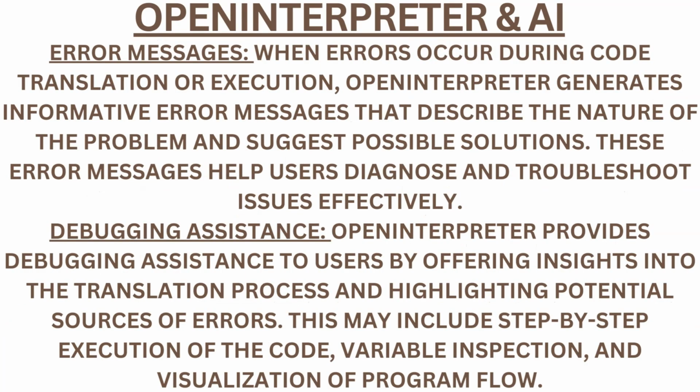Error messages. When errors occur during code translation or execution, OpenInterpreter generates informative error messages that describe the nature of the problem and suggest possible solutions. These error messages help users diagnose and troubleshoot issues effectively. Debugging assistance. OpenInterpreter provides debugging assistance to users by offering insights into the translation process and highlighting potential sources of errors. This may include step-by-step execution of the code, variable inspection, and visualization of program flow.